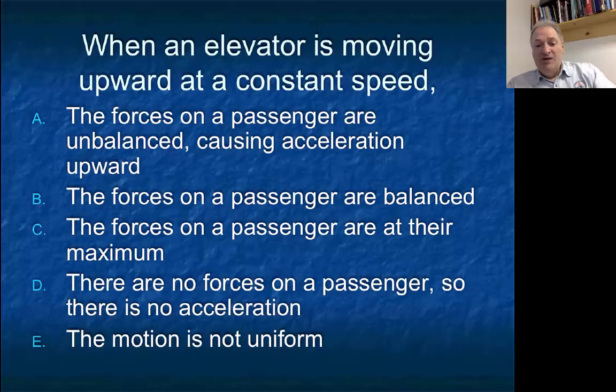E says the motion is not uniform. Well, yes, it is. We know what uniform motion is. It's motion at constant speed and constant direction. And so the right answer to this question is B.